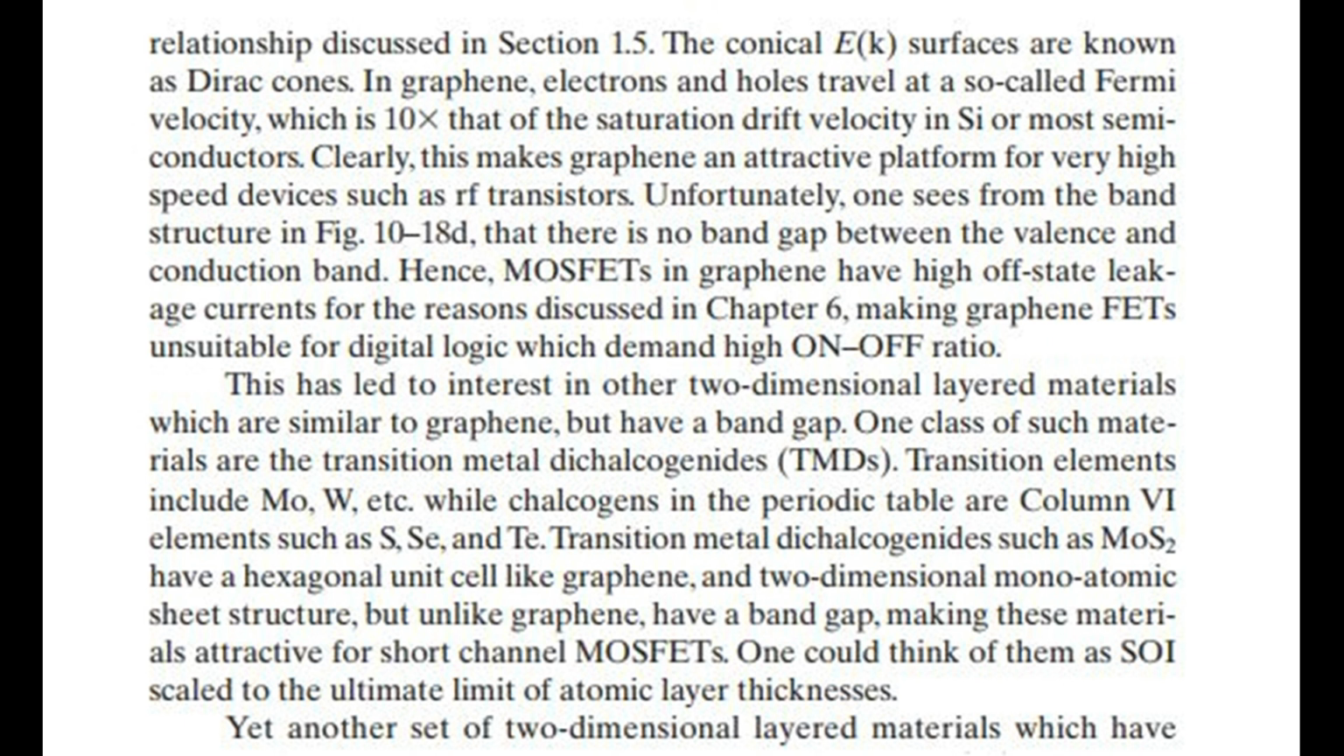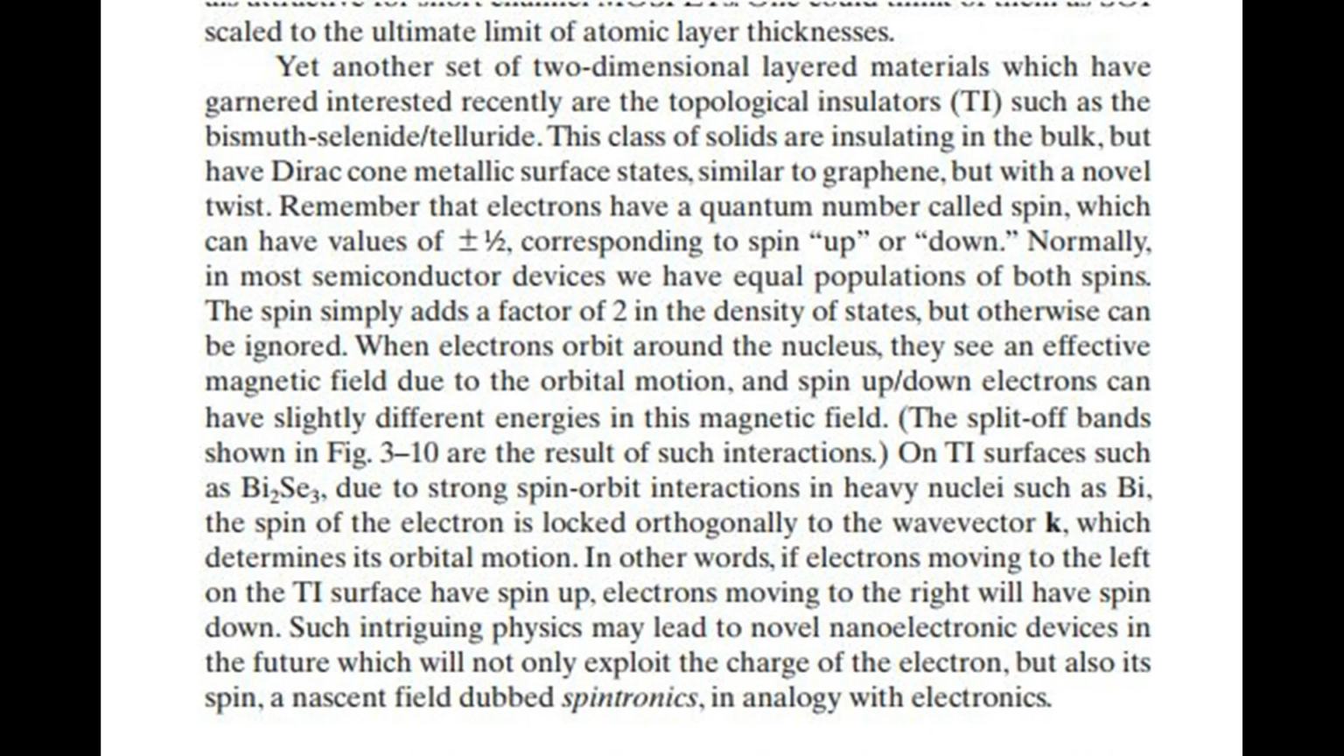Yet another set of two-dimensional layered materials which have garnered interest recently are the topological insulators, such as bismuth selenide/telluride. This class of solids are insulating in the bulk, but have Dirac cone metallic surface states, similar to graphene, but with a novel twist.